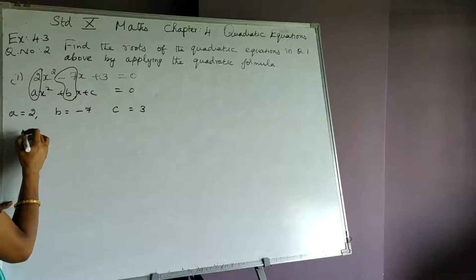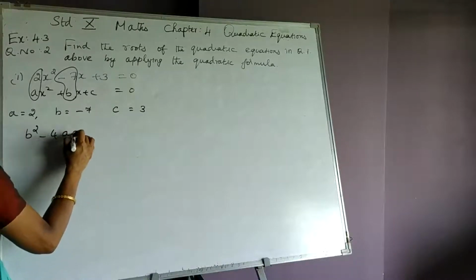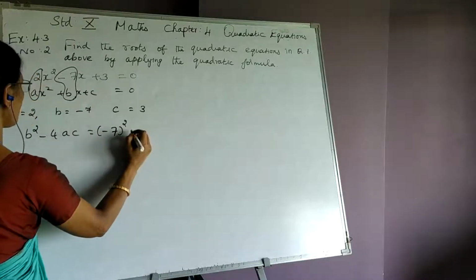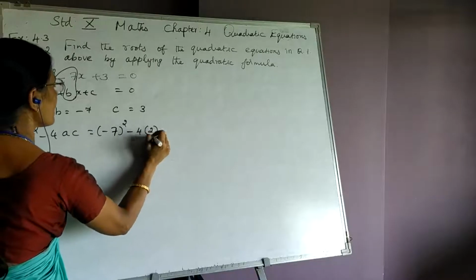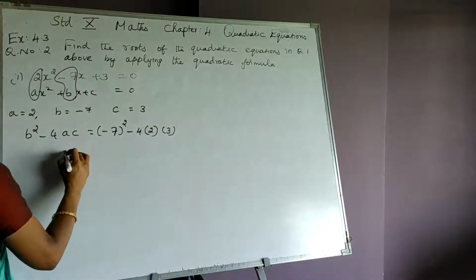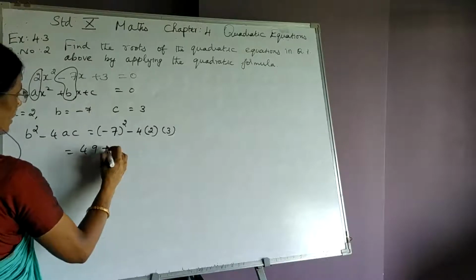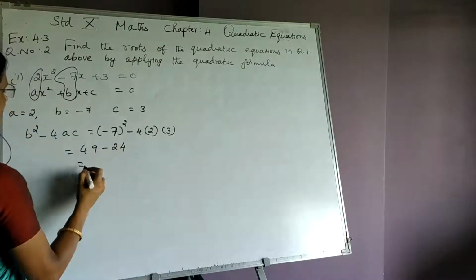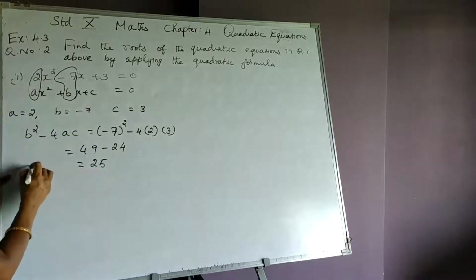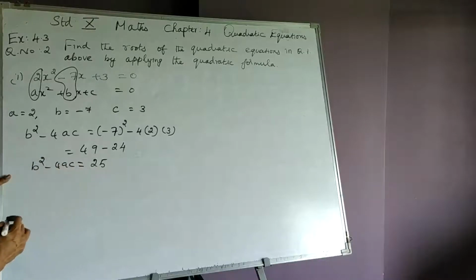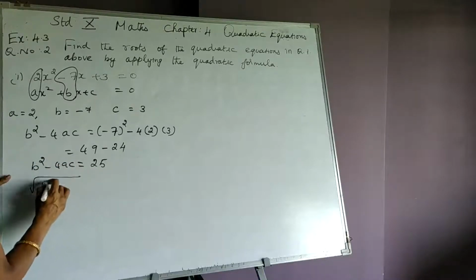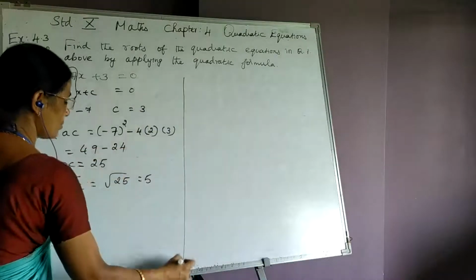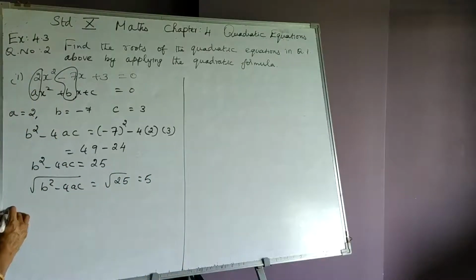So in this formula, first we have to find the value of b square minus 4ac. b value is minus 7 square, a is 2 and c is what? c is 3. So 7 square is 49 minus 24, which is equal to 25. This is b square minus 4ac. Next we have to find the root of this b square minus 4ac. That is root of 25, which is equal to 5.